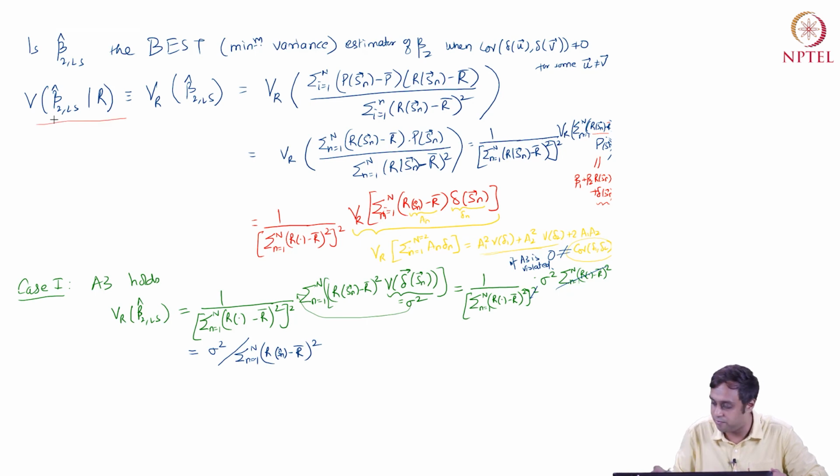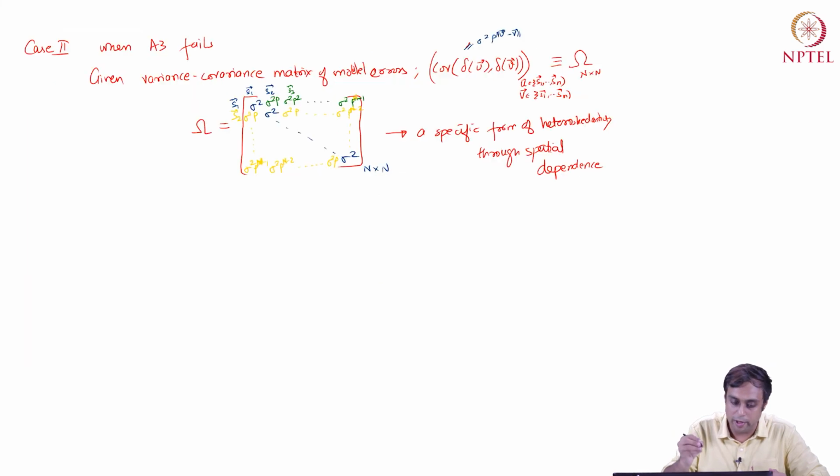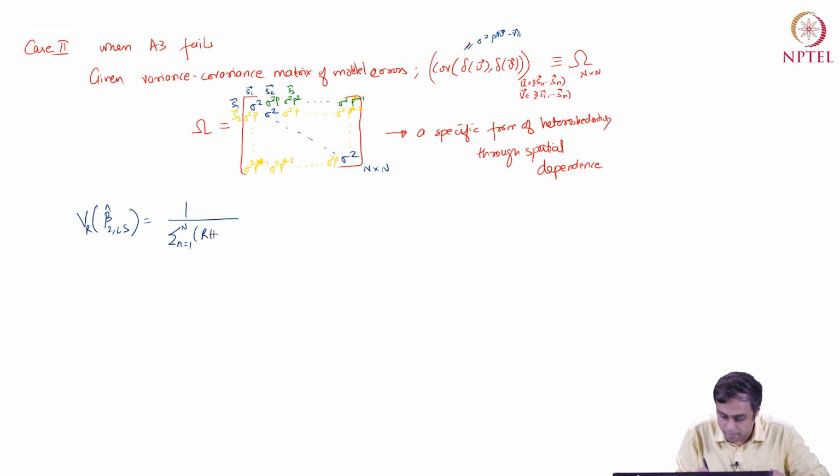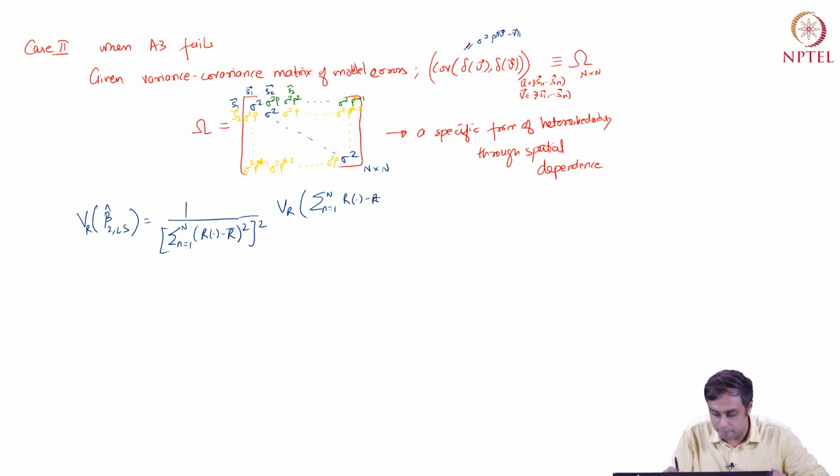We are going to specify this for this case, so I'm going to just write it down again. I have the variance of beta 2 hat least squares given as 1 over the summation n equals 1 to N of (r minus r bar) the whole squared, and then the variance of the summation n equals 1 to N of (r minus r bar) times delta Sn.